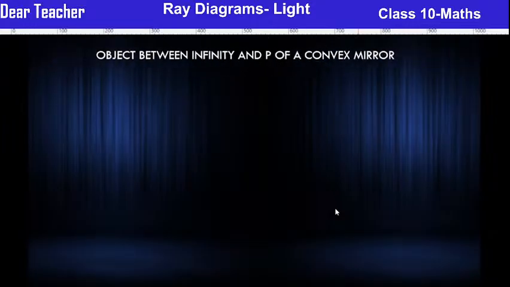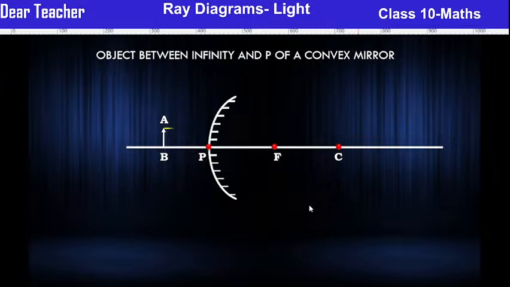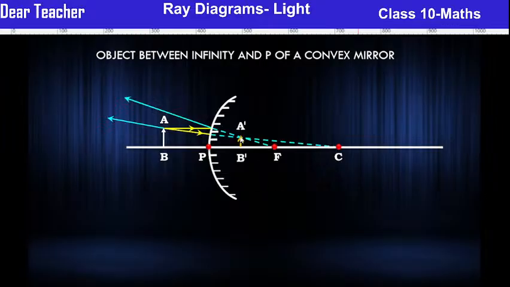So then between infinity and the P, again draw a little bit closer to P. So then what happens? The parallel line goes through the focus, and the line through the center of curvature goes in the same direction. Then these two lines are meeting at this point, A dash and B dash. Okay, so this is where the image is formed.